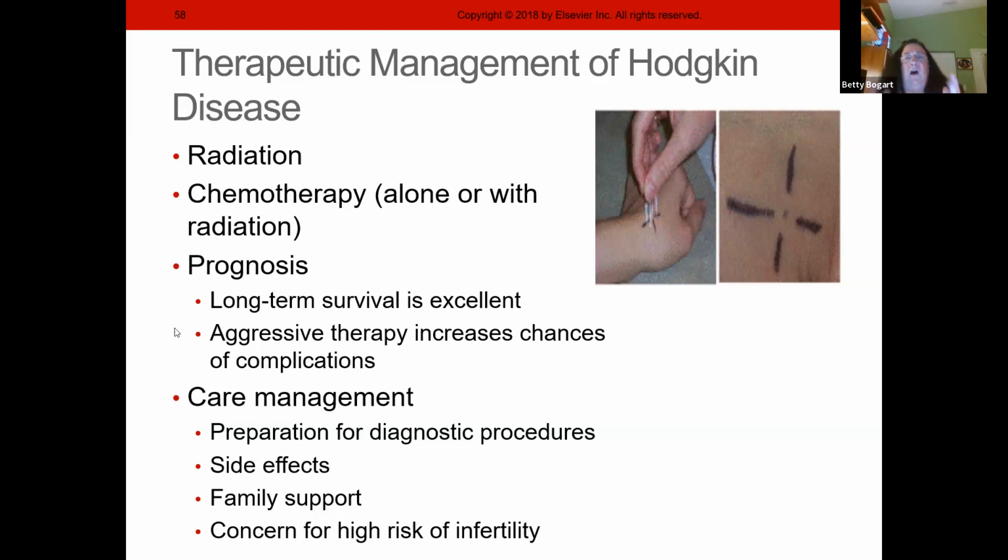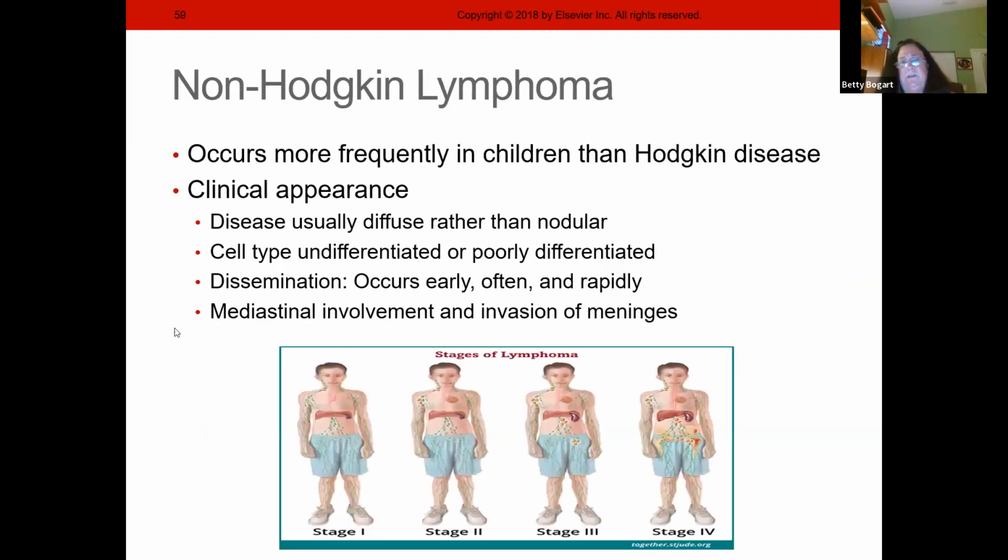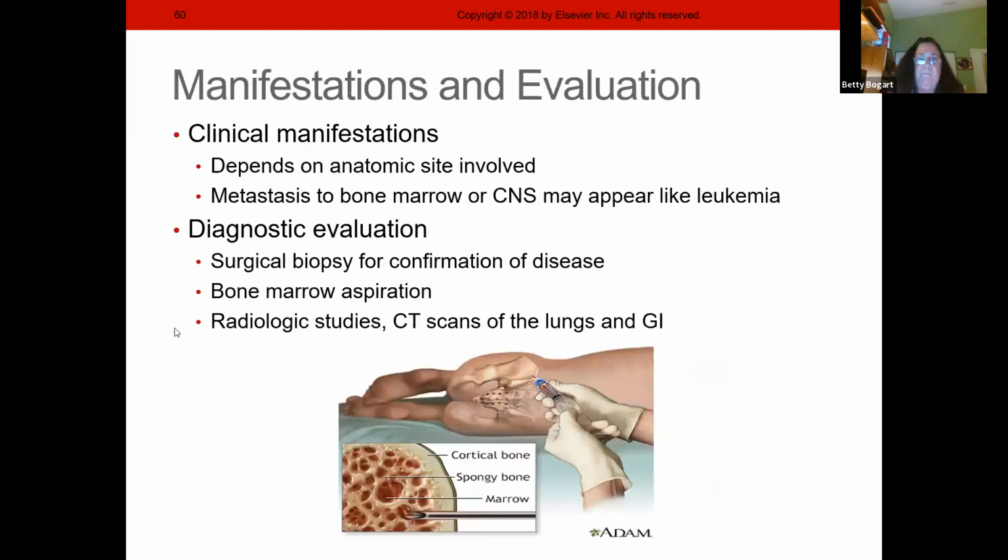One of the things with Hodgkin's that you're going to see is a high risk for infertility. It kills the sex cells. So many of these children will not be able to have children. Now, non-Hodgkin's is diffuse, it's everywhere. You're not going to see it. You're going to have all the same sort of symptoms, but you're not going to see anything bulging. It's going to be diffuse, okay?